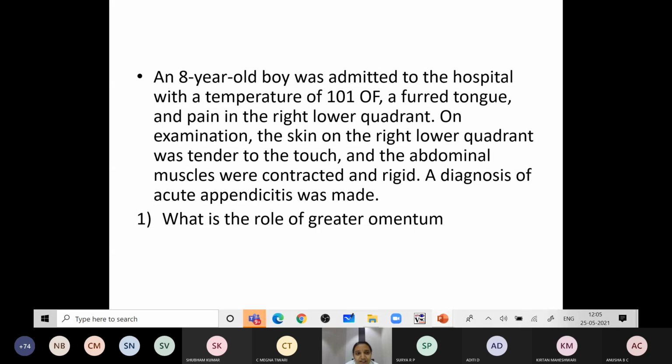This is a clinical problem. An 8-year-old boy was admitted to the hospital with a temperature of 101 degrees Fahrenheit, a furred tongue, and pain in the right lower quadrant. On examination, the skin on the right lower quadrant was tender to the touch, and the abdominal muscles were contracted and rigid. This is a case of acute appendicitis. So, what is the role of the greater omentum in this case? You have to answer here.